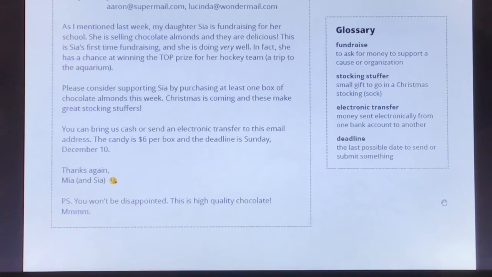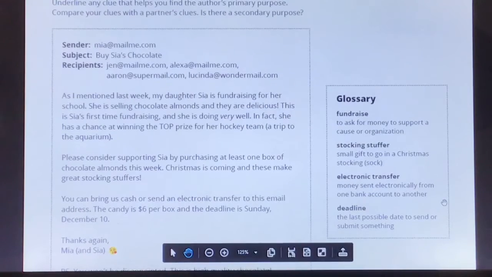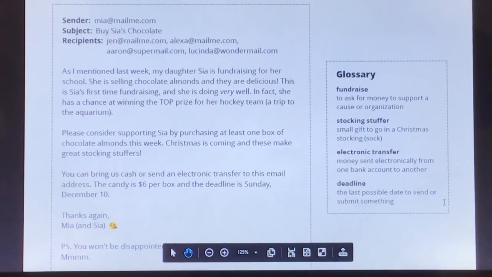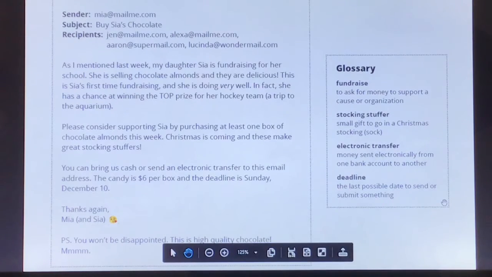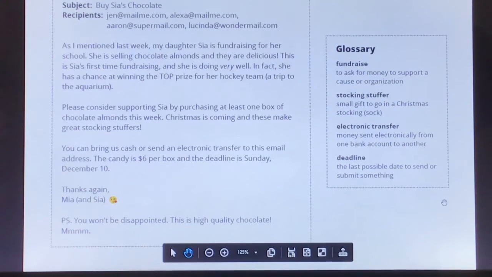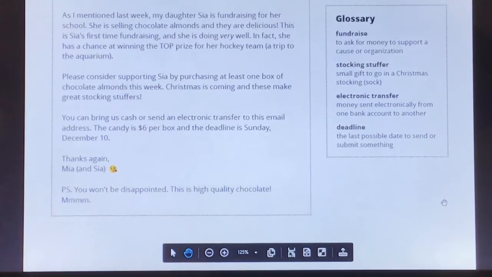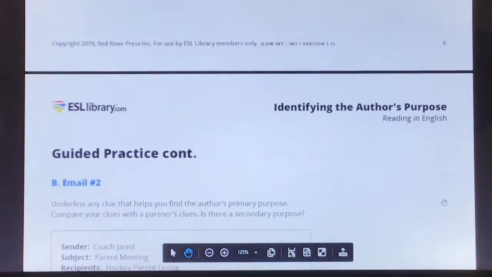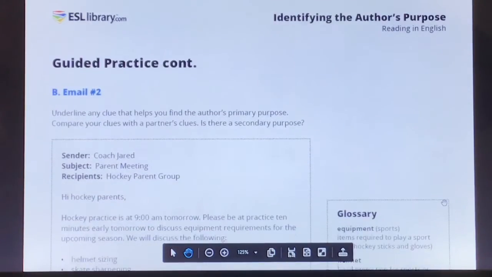This is high-quality chocolate. So it's an email with Sia's mom writing to try to tell people you should buy chocolate. So what do you think? Is it persuasive, informative, or entertaining? All right. Here's another one. Email number 2.